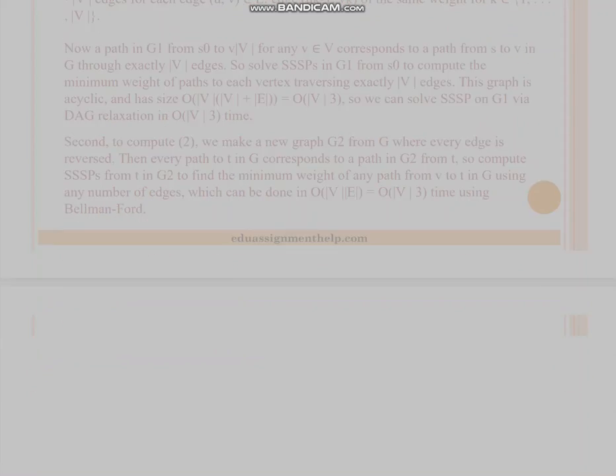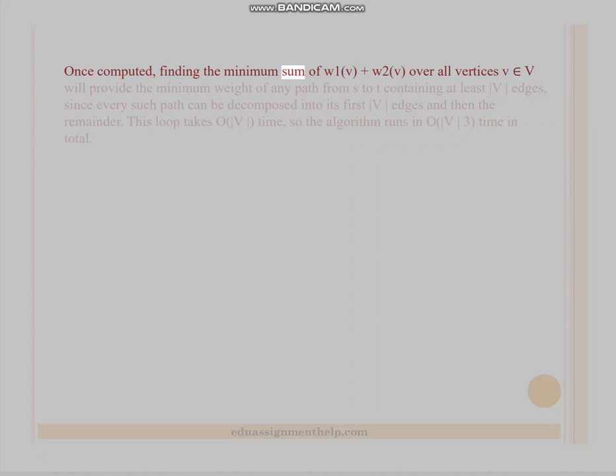Once computed, finding the minimum sum of w1(v) + w2(v) over all vertices v ∈ V will provide the minimum weight of any path from s to t containing at least |V| edges, since every such path can be decomposed into its first |V| edges and then the remainder. This loop takes O(|V|) time, so the algorithm runs in O(|V|^3) time in total.